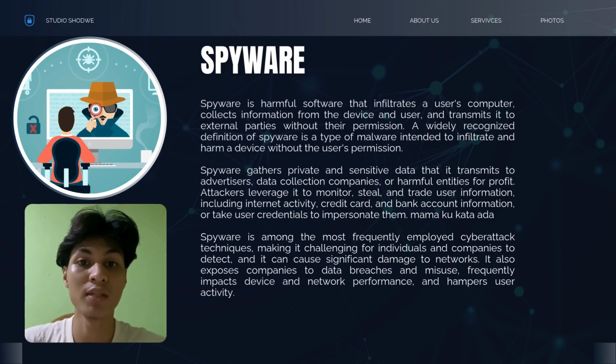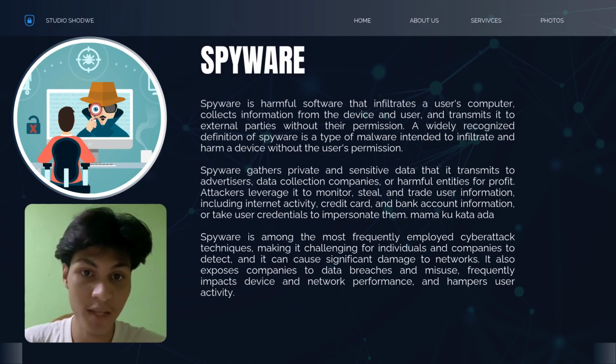Spyware is hard to detect, and it's one of the most common tools used in cyber attacks today. It can slow down systems, expose companies to data breaches, and disrupt both personal and business operations.